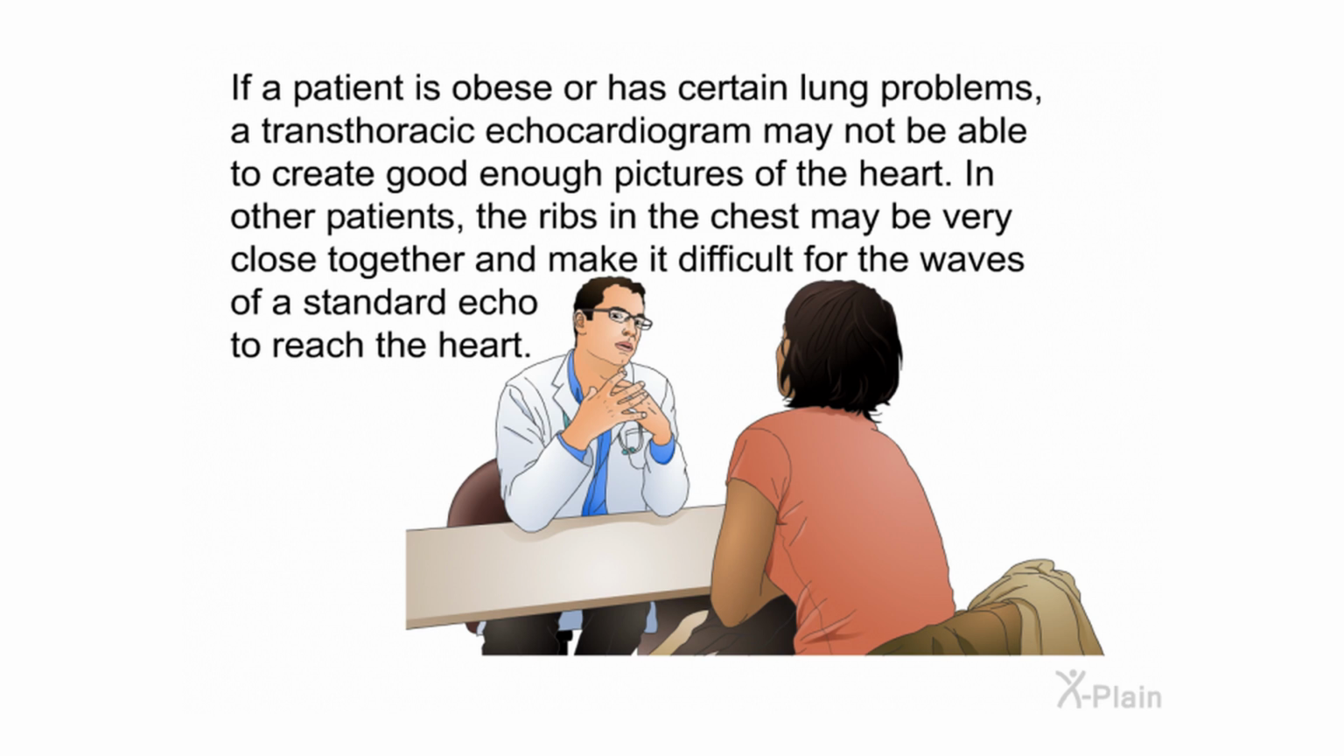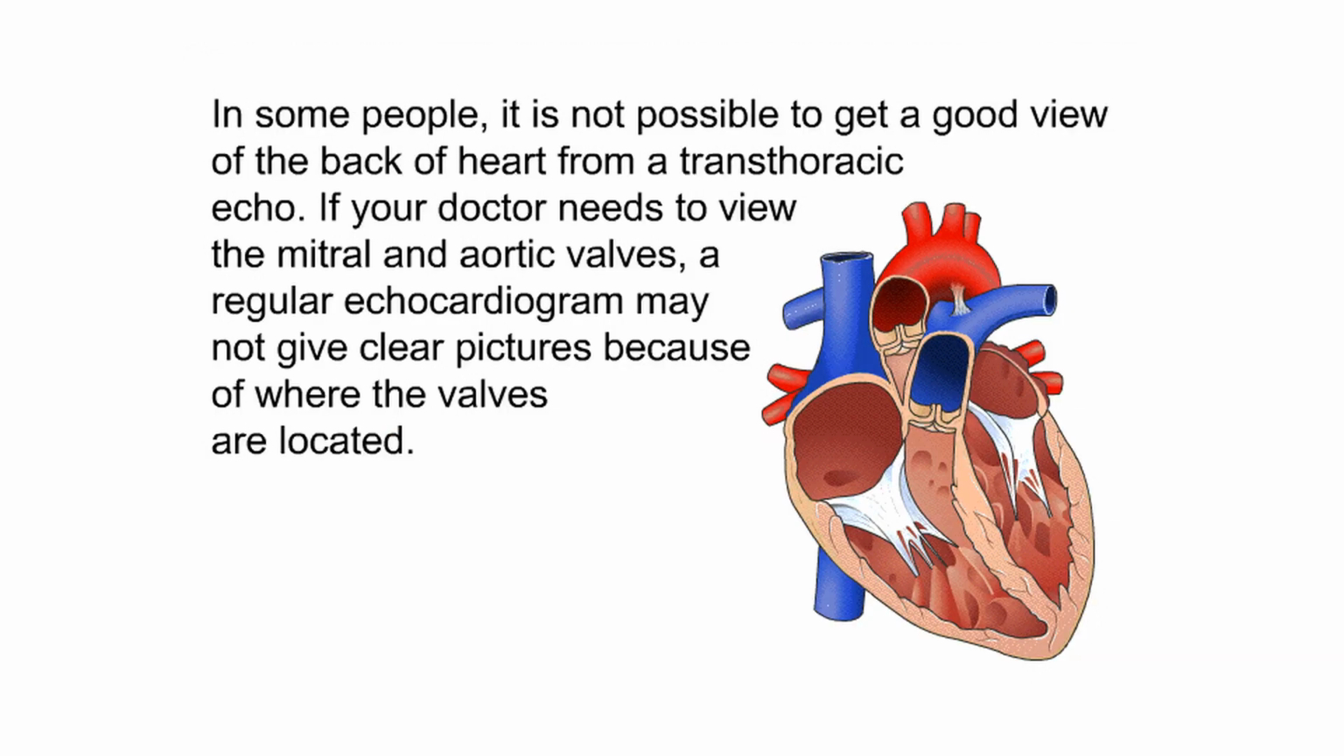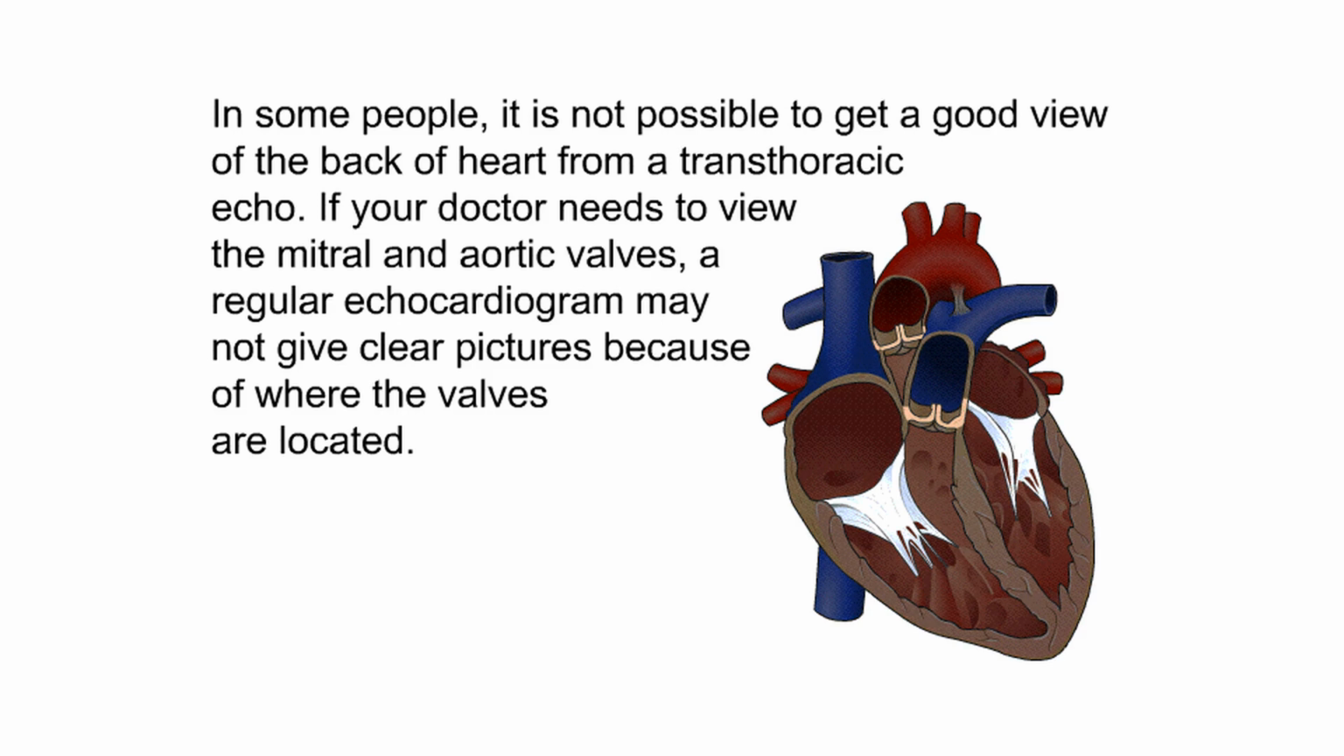If a patient is obese or has certain lung problems, a transthoracic echocardiogram may not be able to create good enough pictures of the heart. In other patients, the ribs in the chest may be very close together and make it difficult for the waves of a standard echo to reach the heart. In some people, it is not possible to get a good view of the back of the heart from a transthoracic echo. If your doctor needs to view the mitral and aortic valves, a regular echocardiogram may not give clear pictures because of where the valves are located.